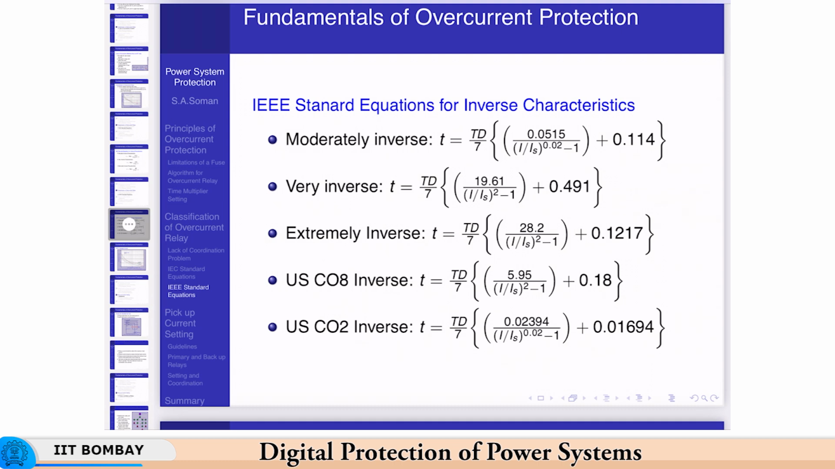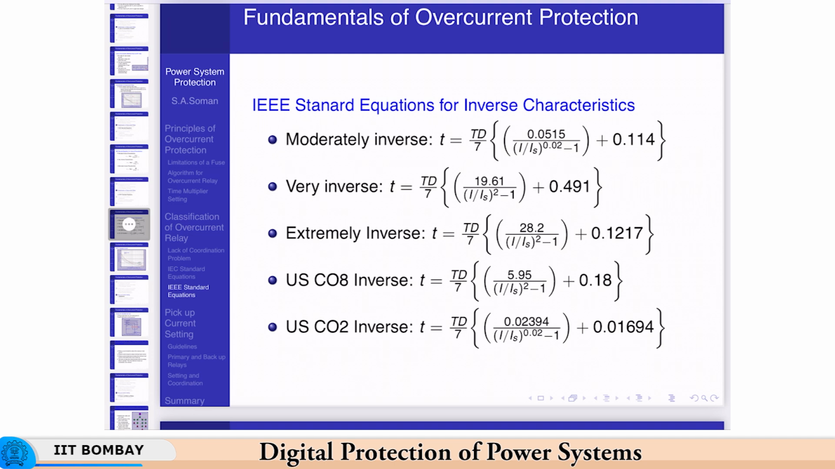So, here, instead of TMS, the term used is TD, which is time dial. Instead of time multiplier setting, the equation uses time dial, and there are 3 characteristics as in the case of IEC: moderately inverse, very inverse, and extremely inverse. Also 2 more, which are some old Westinghouse relays that were still used in the American system. Even these are provided in the IEEE standard equations. As you can see, the nature of the equations is the same except for some constant time, but otherwise they are the same.